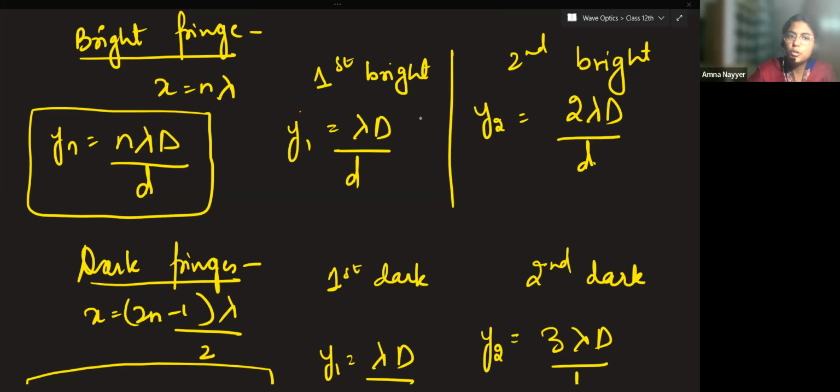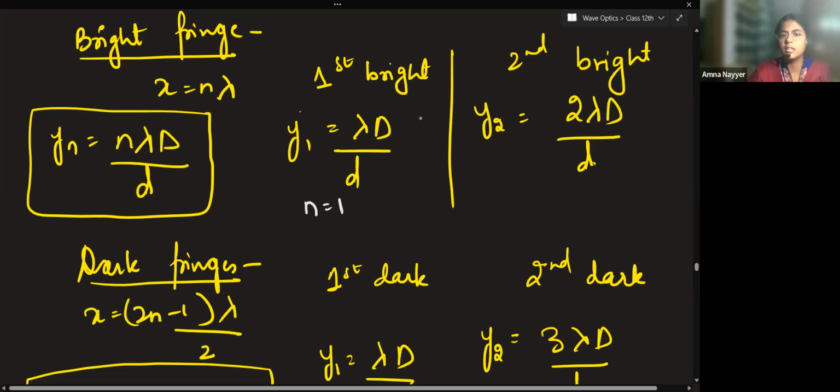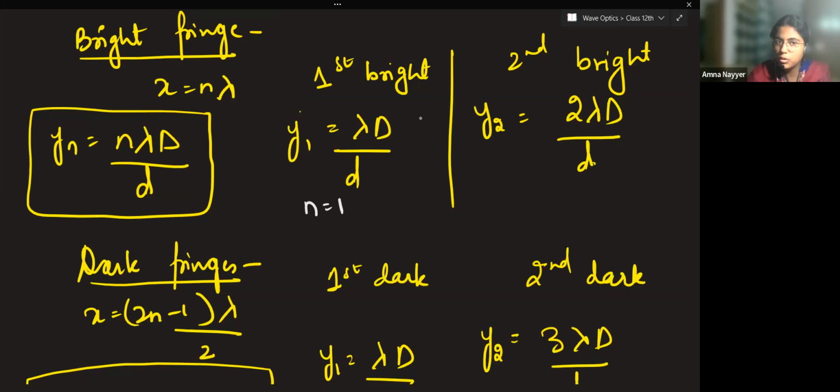So you put n as 3 in this equation, instead of n, just replace it. Here, when I say y1, this means n is 1. That is the first bright fringe. Whatever number is mentioned to you, replace n by that number. Let's say second fringe, so 2 lambda D by d.